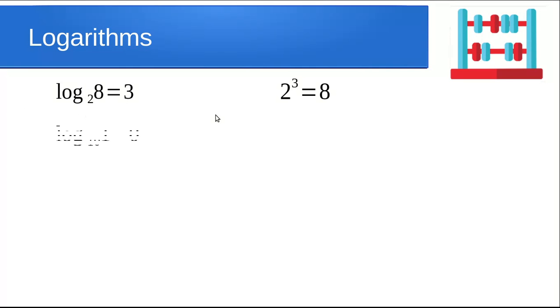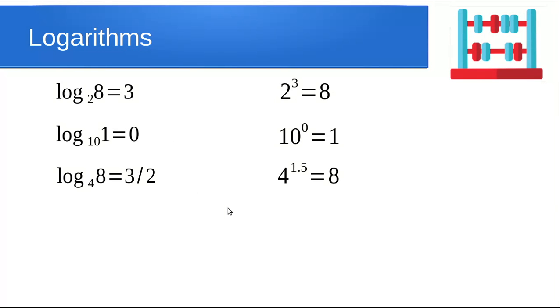Let's give a couple more examples. Log base 10 of 1 is 0. Why is that? Well, it's because 10 to the power of 0 is 1. Log base 4 of 8 is 1.5. That's true, and it's a little less clear, because 4 to the power of 3 over 2 is 8. And that's because if you had 4 to the power of 3 over 2, you'd square root the 4, then cube it, landing you at 8.